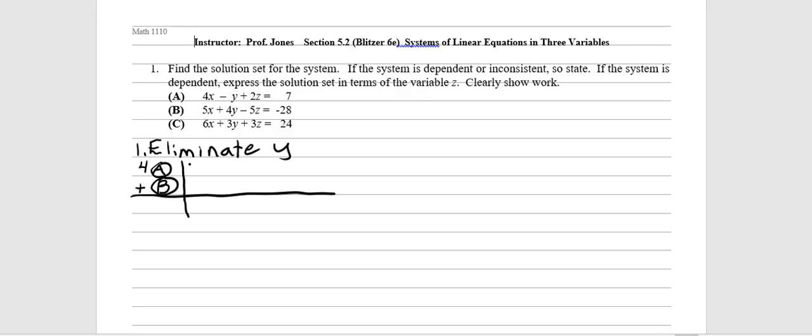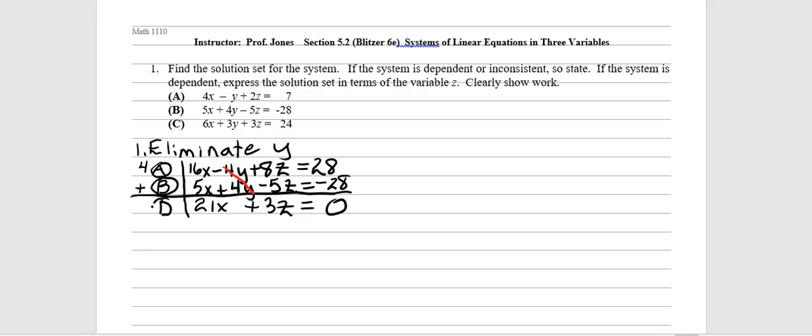So when I multiply equation A by 4, I get 16x minus 4y plus 8z equals 28. Every term of this equation is multiplied by 4. Equation B, I'm simply going to recopy, being very careful to copy the terms of that equation correctly. And now I'm going to add 4 times equation A to B. And I get 21x. My y terms are eliminated since negative 4y plus 4y is 0, plus 3z equals 0. I'm going to call this equation D, just so I have an easy way to refer to this should I use it again, and I will.